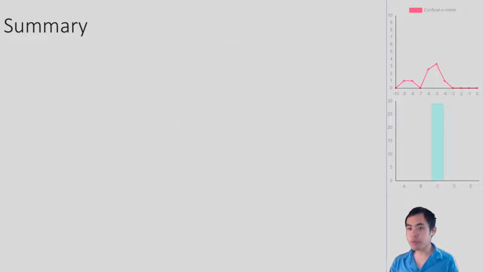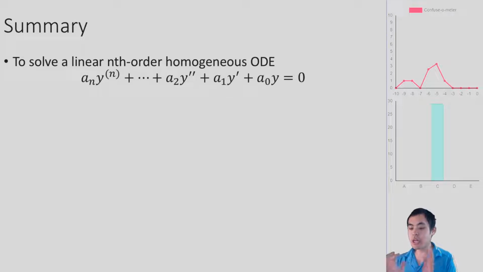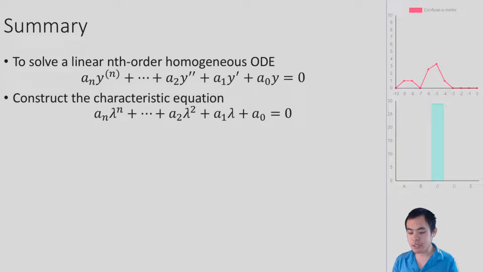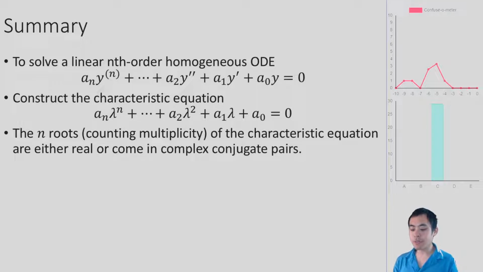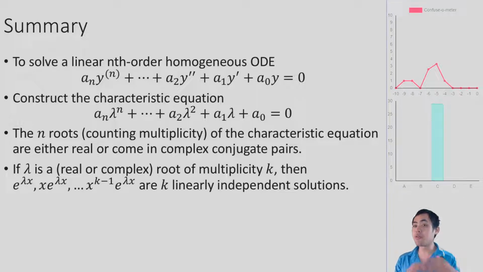So let's give a brief summary of what we've done. To solve a linear nth order homogeneous ODE, you construct the characteristic equation. The n roots, counting multiplicity, of the characteristic equation are either real or come in complex conjugate pairs. If lambda is a root, real or complex, of multiplicity k, then you have e to the lambda x, and if you have it multiple times, then you have x e to the lambda x all the way through x to the k minus 1 e to the lambda x. Those are all solutions.